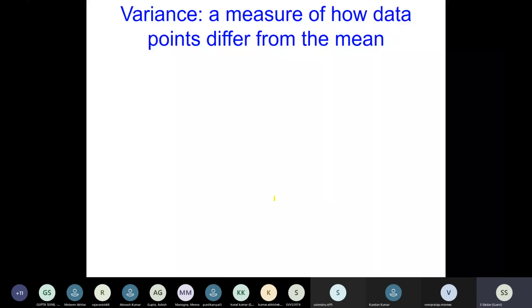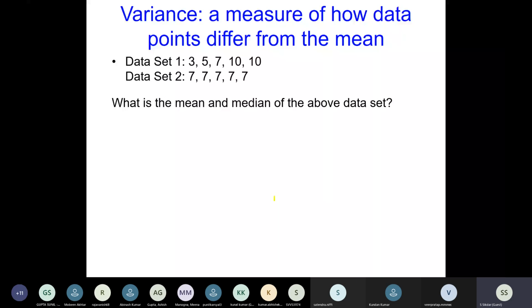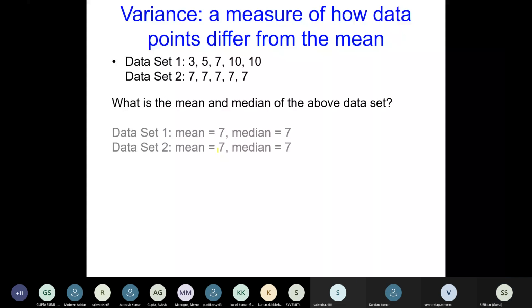See, there are two data sets here. For example, we take 3, 5, 7, 10, 10, and another data set is 7, 7, 7, 7, 7. I hope you can see this slide. What is the mean and median of the above data sets? Data set 1, mean is 7, and if you try to find out, you will find that the median is also 7. If I look into data set 2, the mean is 7 and the median value is also 7. So from this, I'm not very sure how that distribution is.